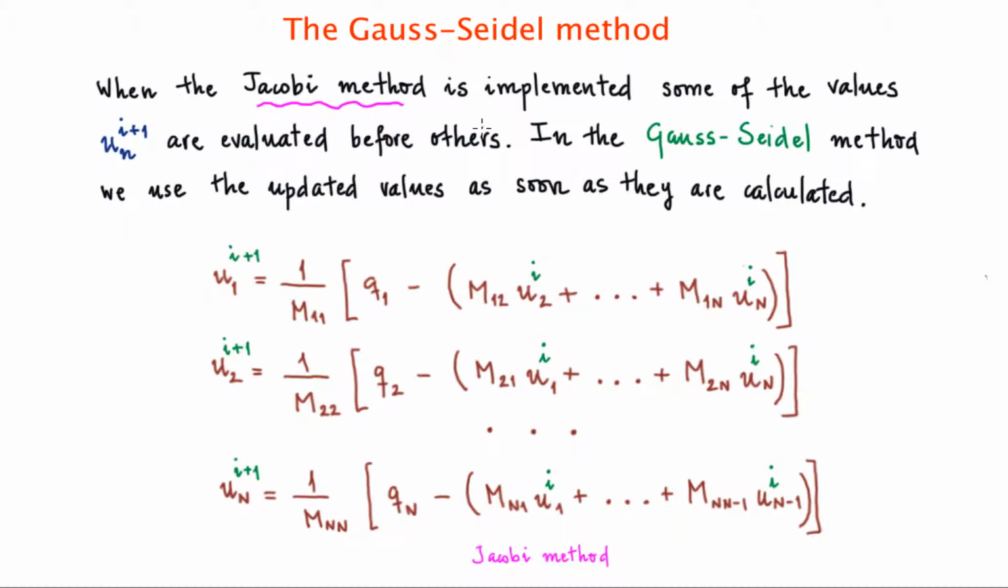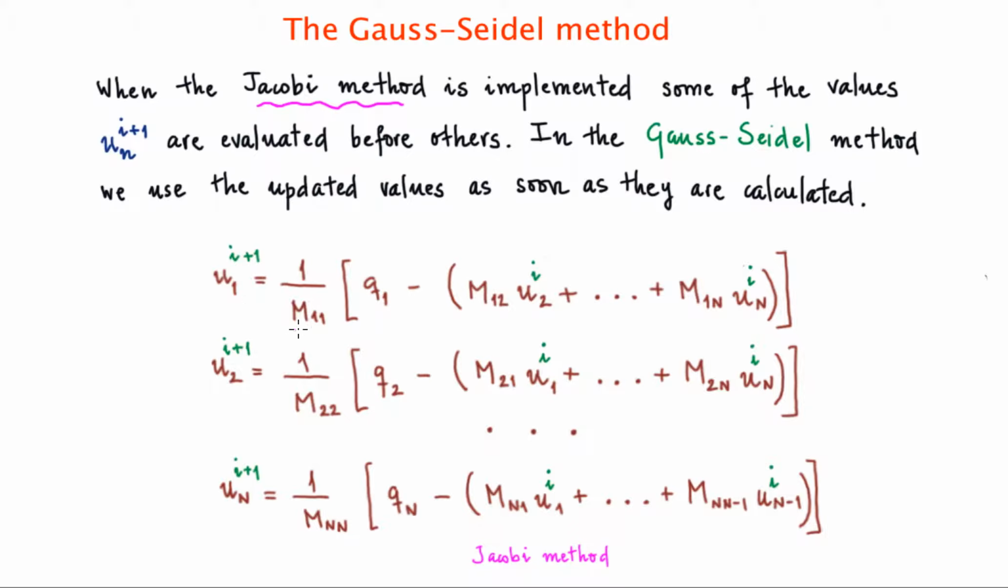When the Jacobi method is implemented, so this is the Jacobi method here, we have to solve for these values starting from some initial guess, and we get u1 up to u2, un, and some of them, of course, are evaluated before the others. For example, this u1 is evaluated before the u2, and the un is going to be the last one in the iteration. So in the Gauss-Seidel method, we use these updated values as soon as they are calculated.